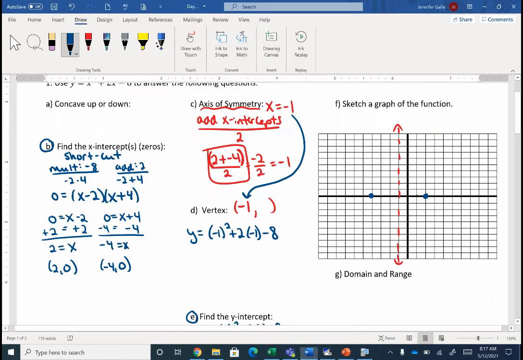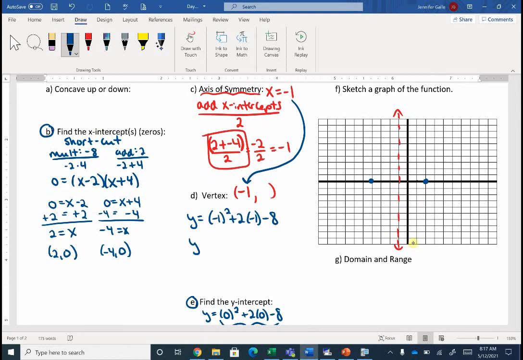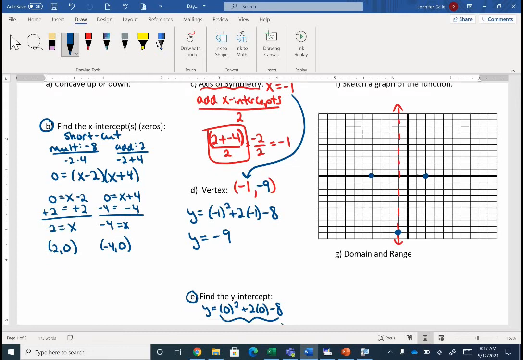All right, so we put that in. We got y equals -9. So our vertex, we need that middle point. The axis of symmetry gives us the middle of our graph, but now the vertex gives me exactly where that, in this case, minimum point is. We've also seen it be a maximum. And then now the y-intercept, we can go ahead and graph that. That's at -8.